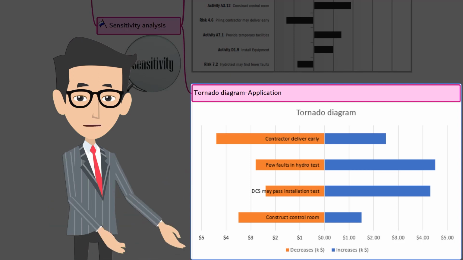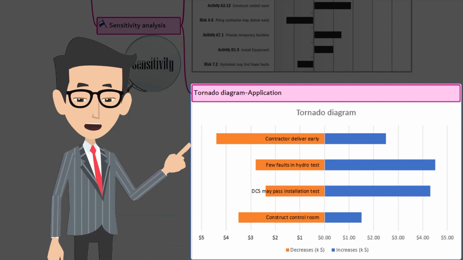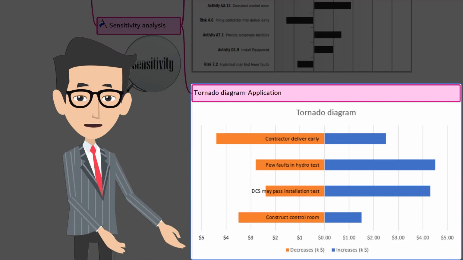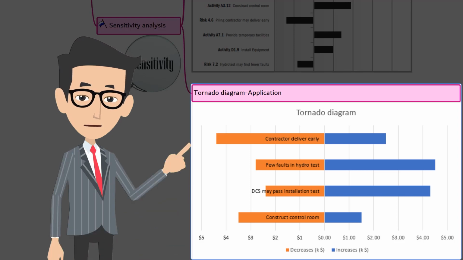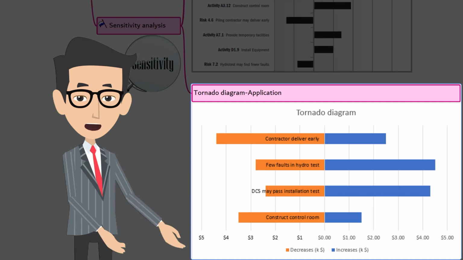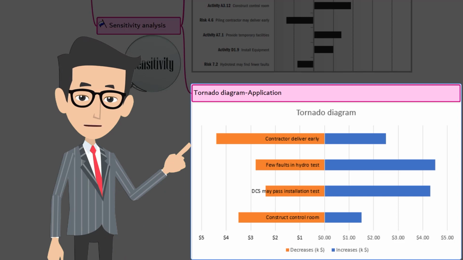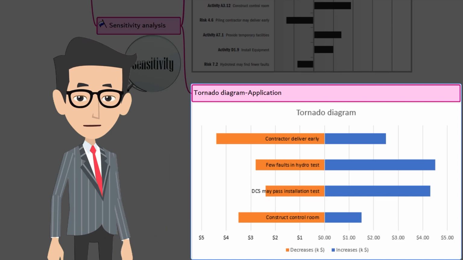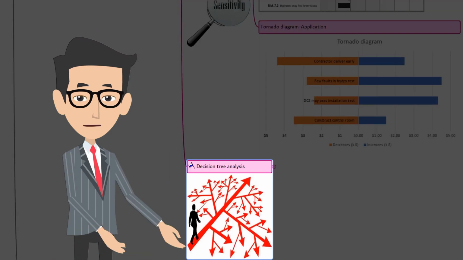Let's take another example, the second one. When few faults are found in the hydro test, which obviously means less rework for the organization, we make 4.5k as profit. If it doesn't, due to rework, the profit margin gets reduced and we end up with about 2.75k dollars.